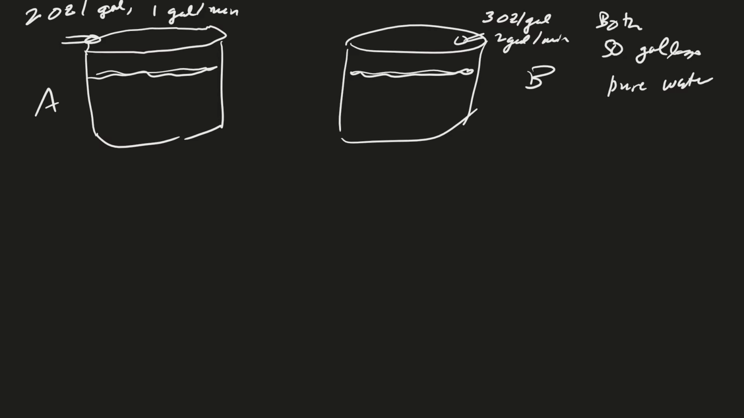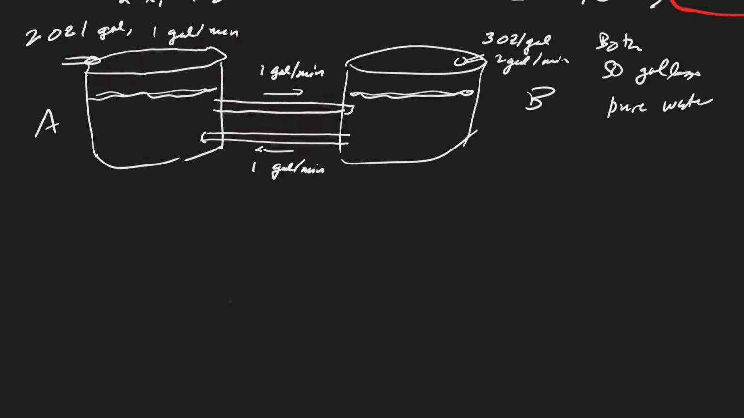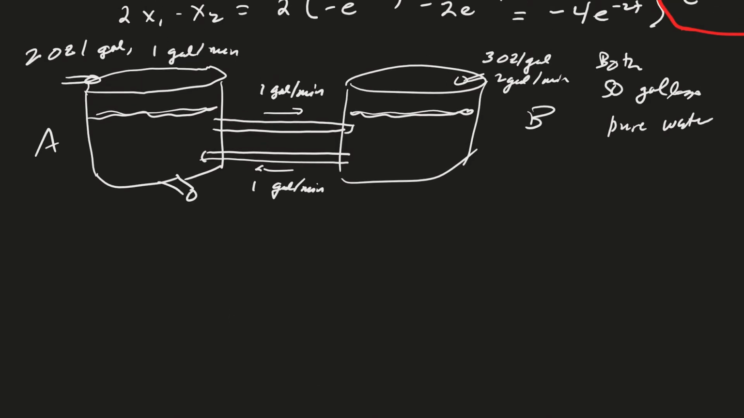Okay, now to get a little bit more complicated here, we're going to have a pipe that connects A to B, and it's going to be pulling this mixture out at 1 gallon per minute. And well, let's just make a symmetric problem. How about this one's pulling in that way at 1 gallon per minute? But also we have some outputs. This one's flowing out at 1 gallon per minute.